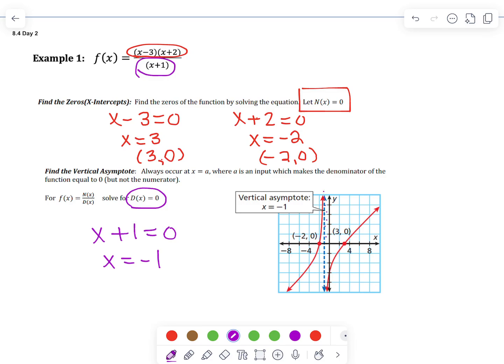So here is that vertical asymptote graphed out at x equals negative 1. Then we have our x-intercepts at (3, 0) and (-2, 0). And then to find the rest of the ordered pairs, we could just create a t-chart and find some more ordered pairs, and that'll be in a later part of our lesson. So again, here is our curve and our other piece of our curve for this function.